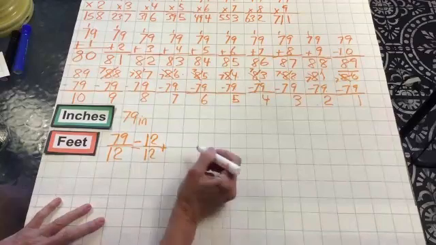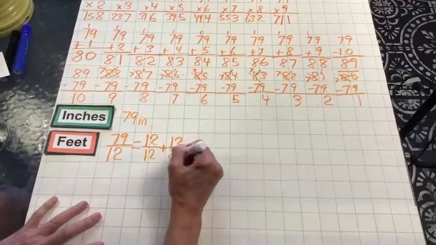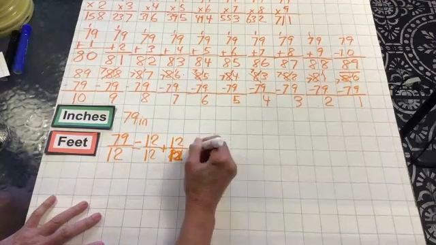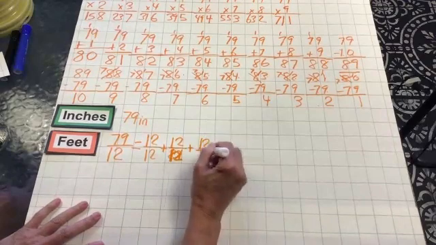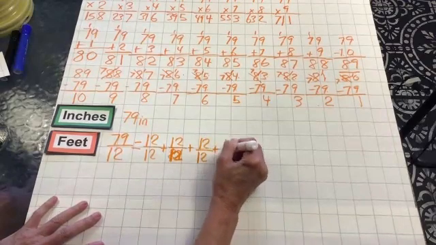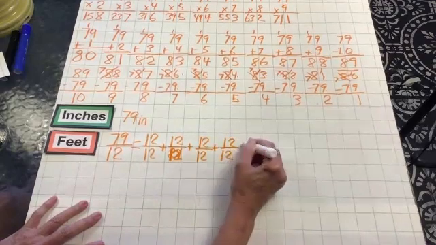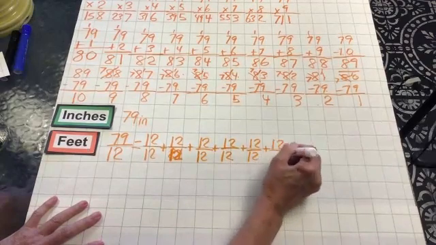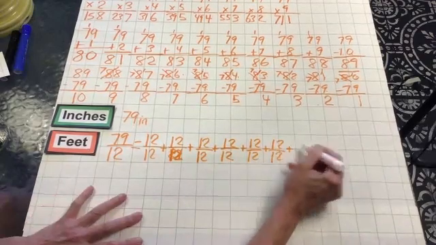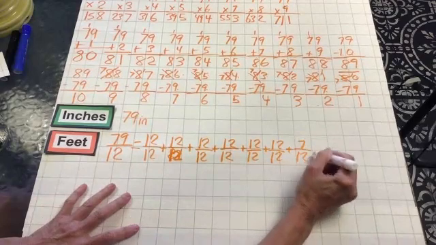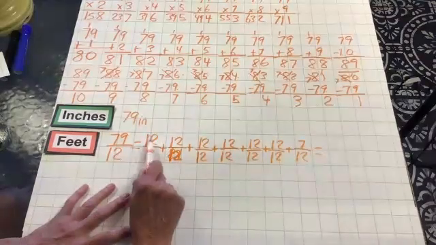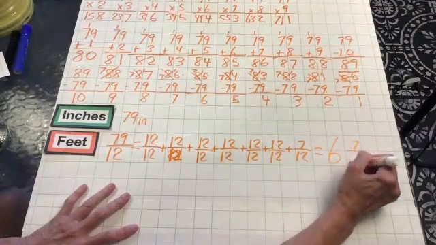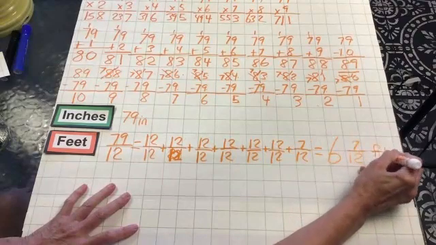So we have 12 twelfths. 12 more would be 24 twelfths. Keep that denominator the same. 3 would be 36 twelfths. 4 would be 48 twelfths. 12 more would be 60 twelfths. And 12 more would be 72 twelfths. And we still have 7 left. So that should equal 6 whole and 7 twelfths feet.